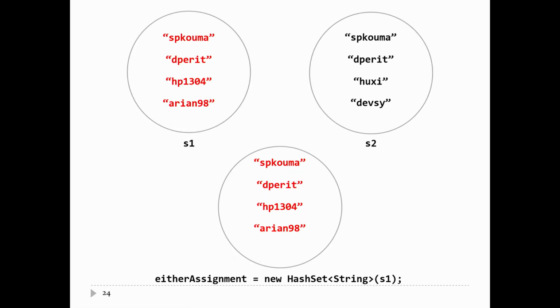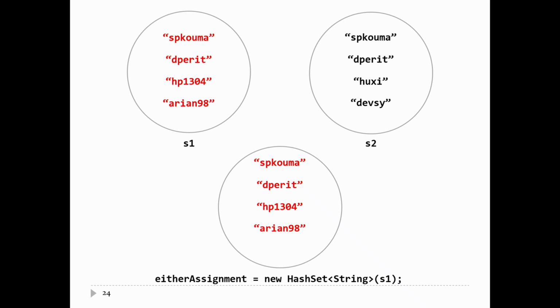So there's the students who completed assignment 1. There's the students who completed assignment 2. There's my copy of S1, and so these are the students who have completed either assignment. Now all you do is you try to add these students to either assignment. AddAll basically loops over these elements and tries to add them to here. So is SP Kuma already in the set? The answer is yes, so it doesn't re-add SP Kuma. Is D parrot in this set? The answer is yes, so it doesn't re-add D parrot.